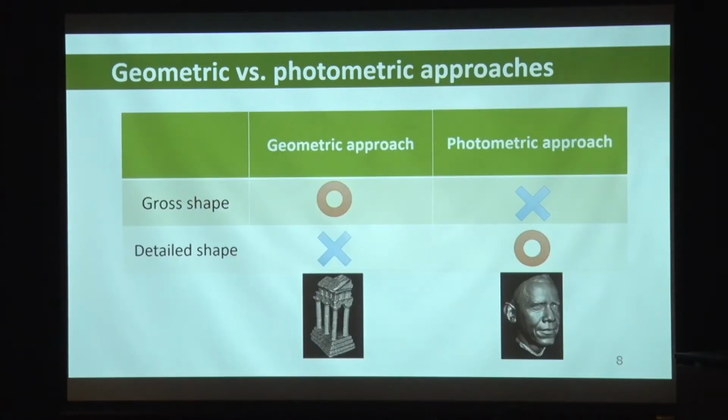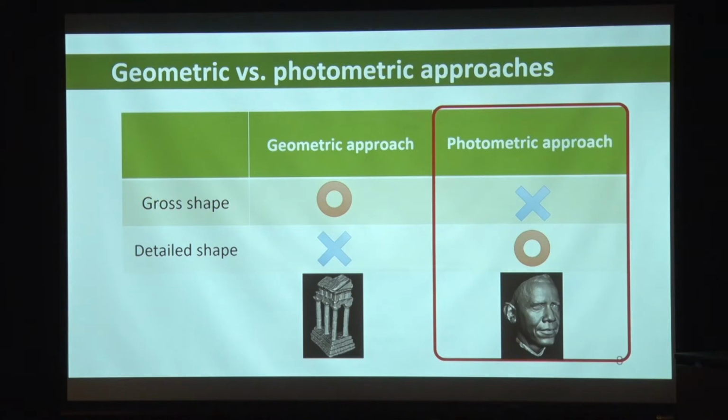If we compare the geometric and photometric approaches, they both have advantages and disadvantages. As I mentioned, the geometric approach has multi-view observations, so you can get a gross shape from 360 degrees, but sometimes the detailed shape is lacking because of the difficulty in textureless areas. Today's talk focuses on the photometric approach. It cannot get the gross shape in general because usually the camera is fixed, so it only has 180 degrees, but it has very detailed shape information.